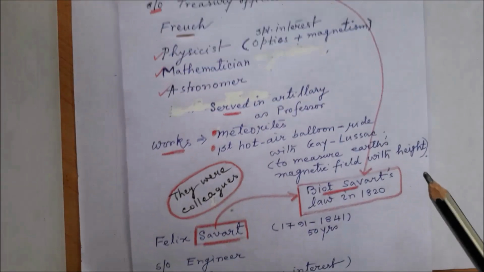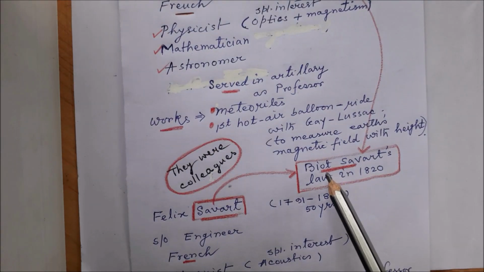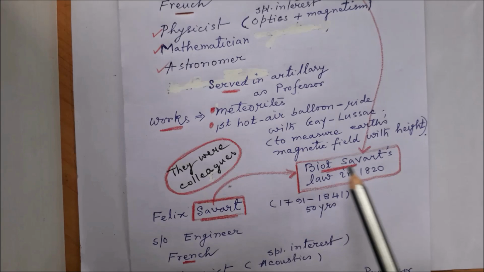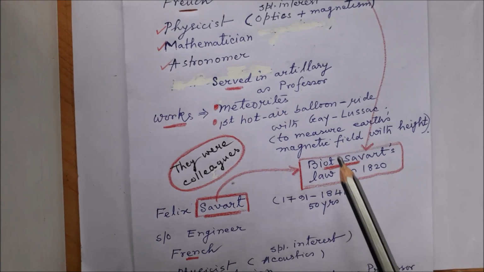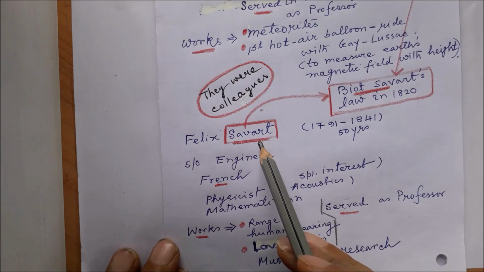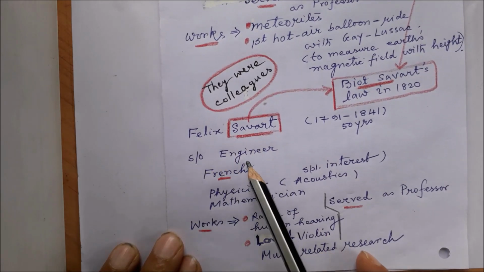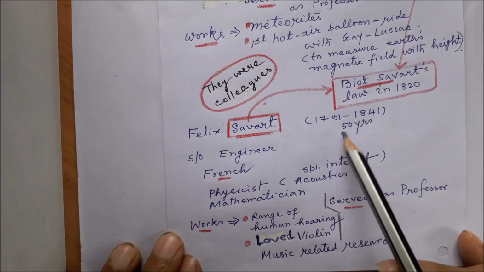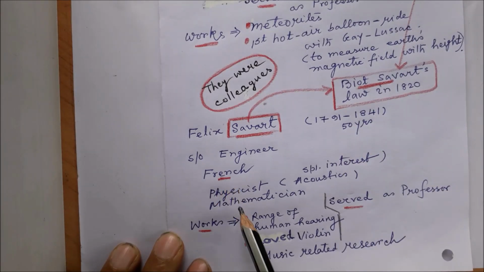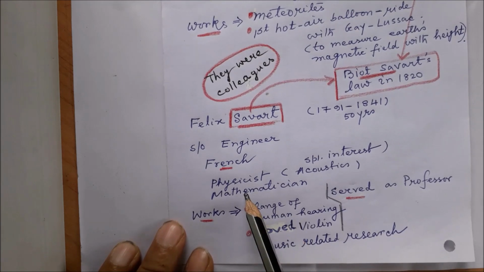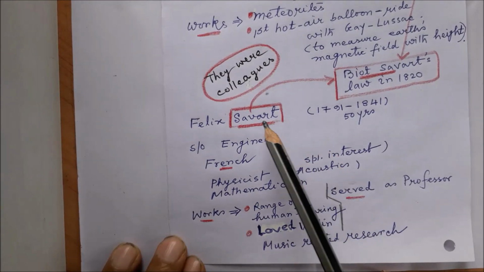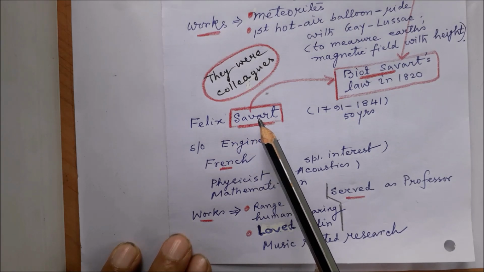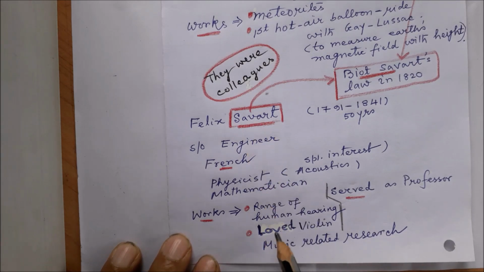Now Biot in 1820 discovered, or rather gave, Biot Savart's law, and he was helped by his colleague Savart, who was the son of an engineer who lived on Earth for 50 years, who was a French. He was a physicist, mathematician, having special interest in acoustics, and works of Savart. Some of the works of Savart were to determine the range of human hearing and music related research, and he loved violin also.